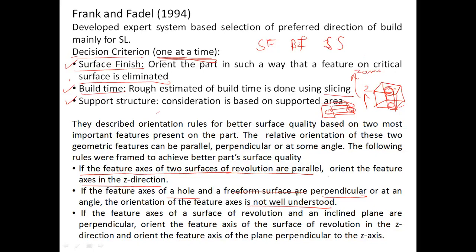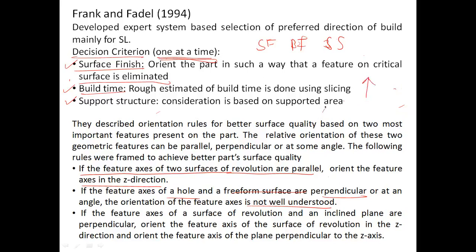So this feature should generally be fabricated in Z axis, which means the center of axis of the circle and the center of axis of the cube, since they will be coinciding, hence they should be fabricated in Z axis. Then another thing what he told was that if there is an inclined plane, and there is a surface which are perpendicular to each other, then it is always recommended that all the fabrication should happen in the Z axis.